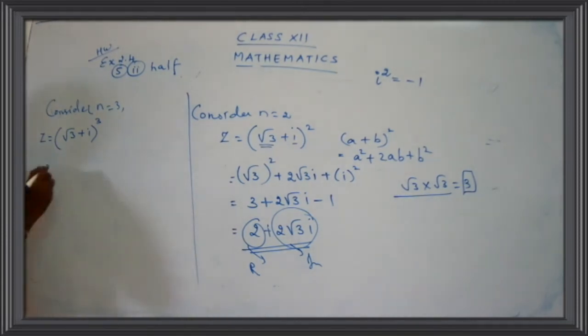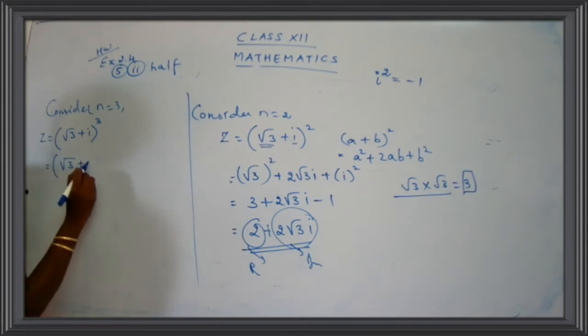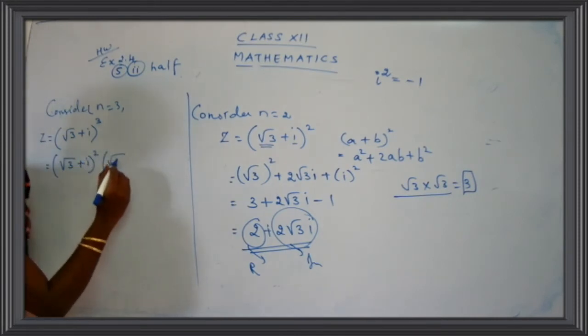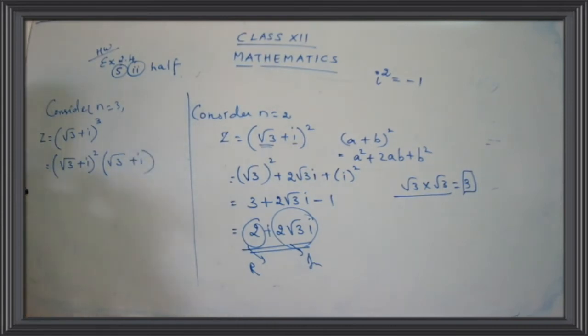See, children, this will be written as root 3 plus i the whole square into root 3 plus i. I hope you are clear with the distribution. Yes, how have we distributed, children? Here it was 3, yes. So how are we breaking them? We are breaking as 2 plus 1. So you are going to write root 3 plus i the whole cube as root 3 plus i the whole square into root 3 plus i. I hope you are clear with the breaking of the number.